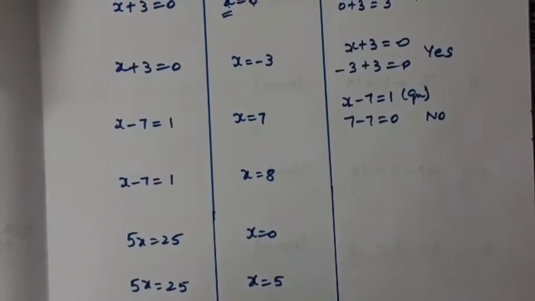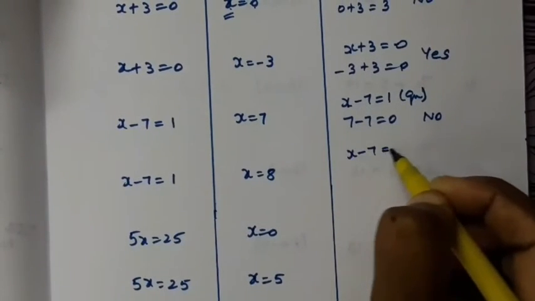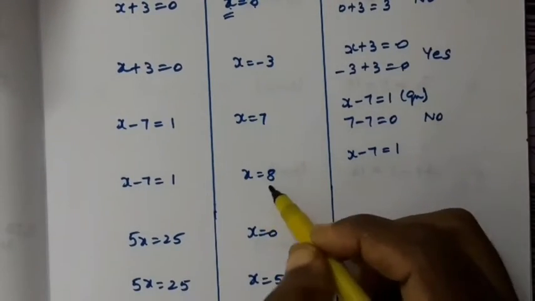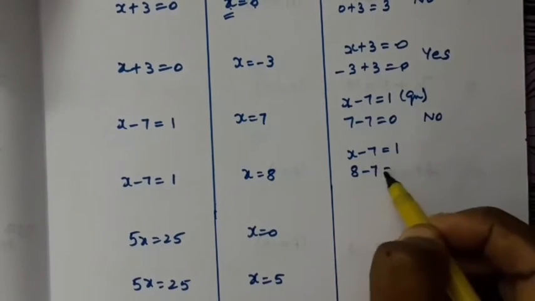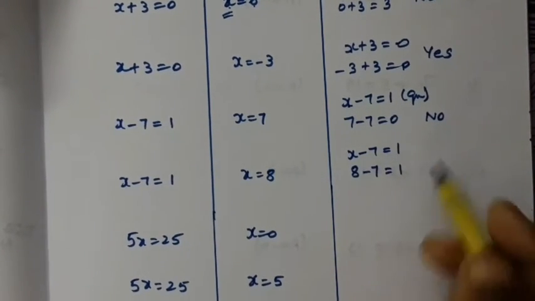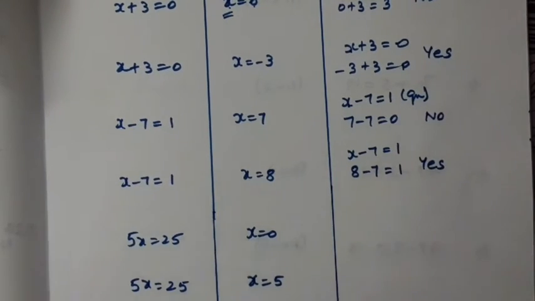The next is x minus 7 as 1. For x you have to substitute 8. What is 8 minus 7? It is 1, which is correct. So this equation is satisfied.